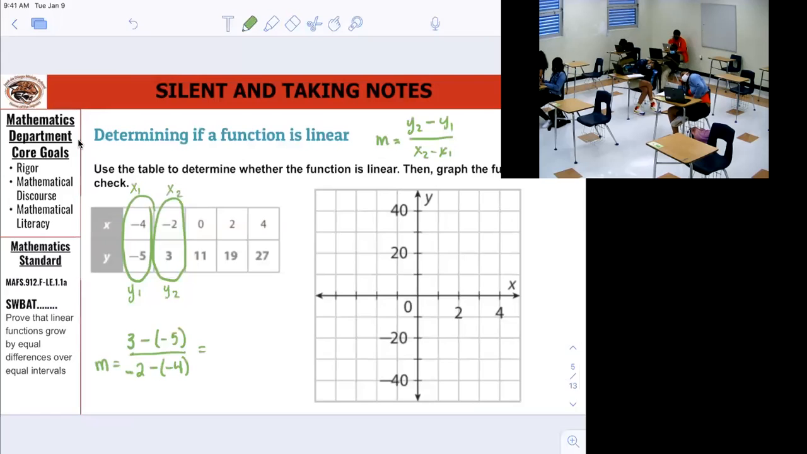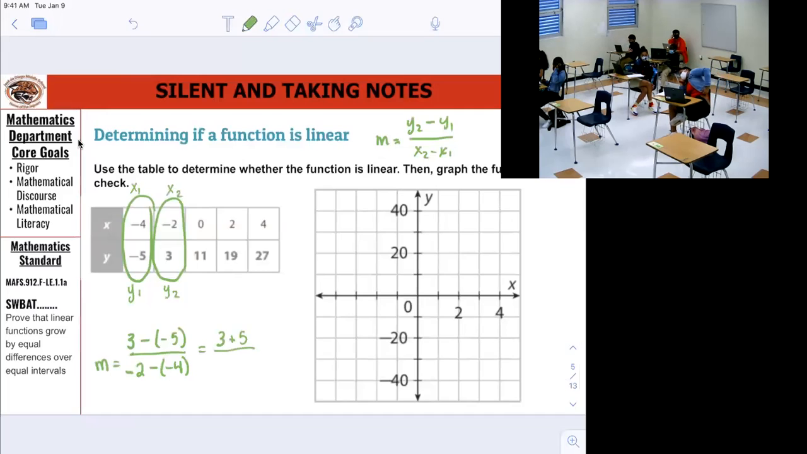Okay, so again, I have a double negative. That's why this is the pattern I get. Now, when I'm subtracting a negative number like this, I have two negative symbols in a row. What do they turn into? A positive. Good. So this is 3 plus 5.